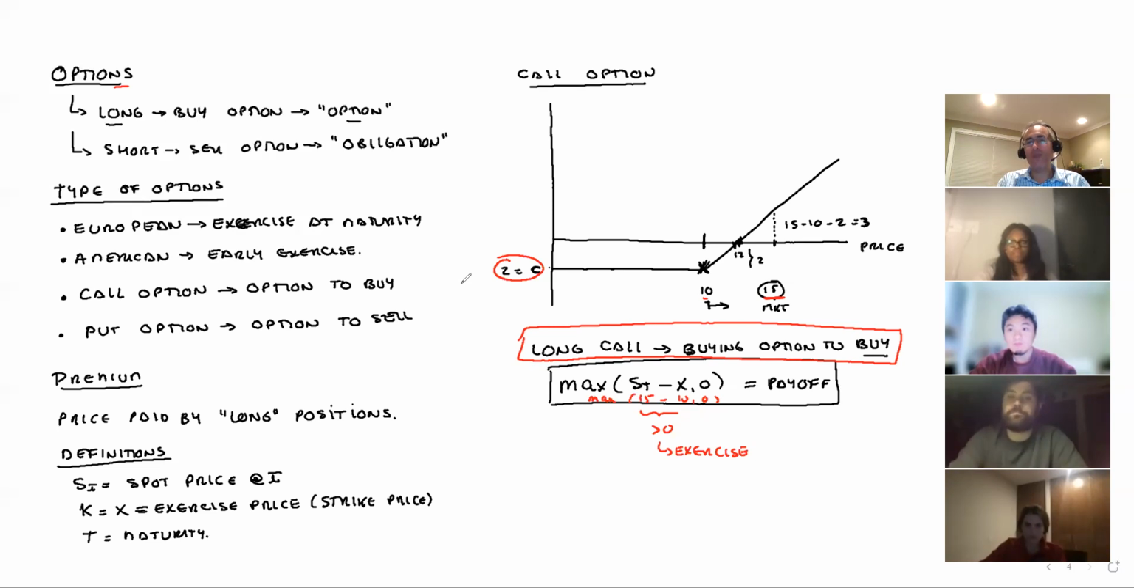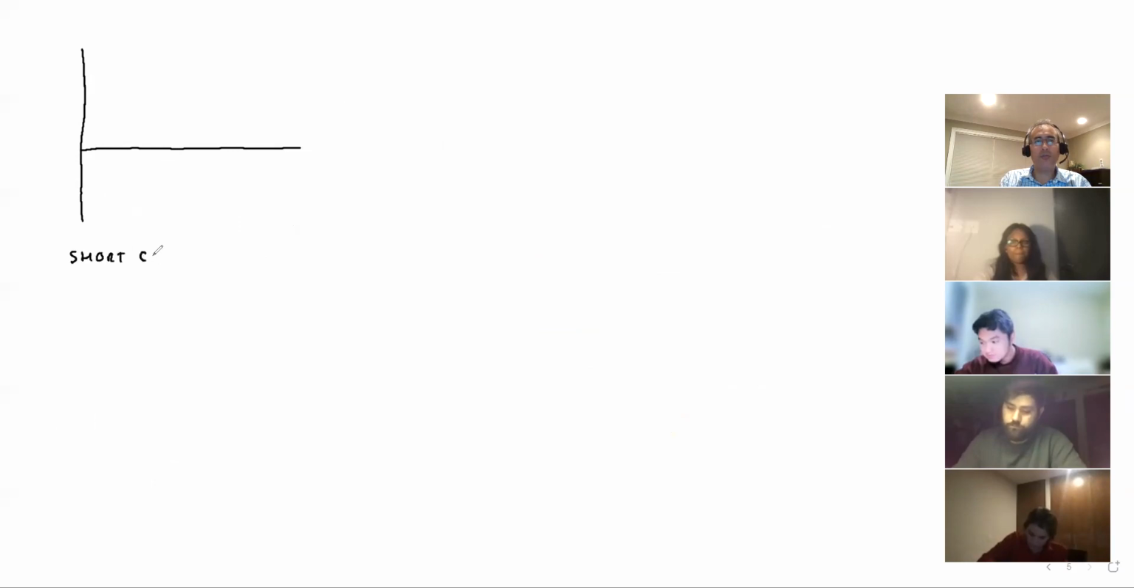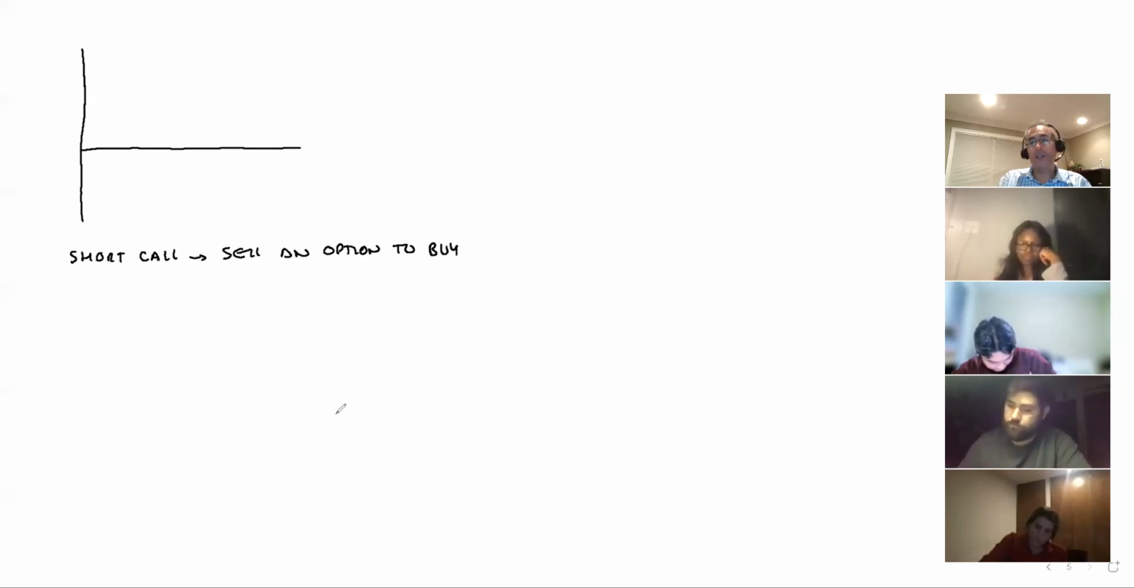Okay. So this is my call option, long call. This is the graph of a long call, this one here. Now, what happens? What is the short call? What is a short call? You sell an option to buy. Do you agree? Remember, the short has an obligation.